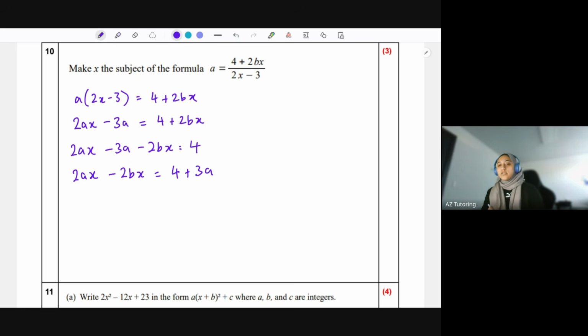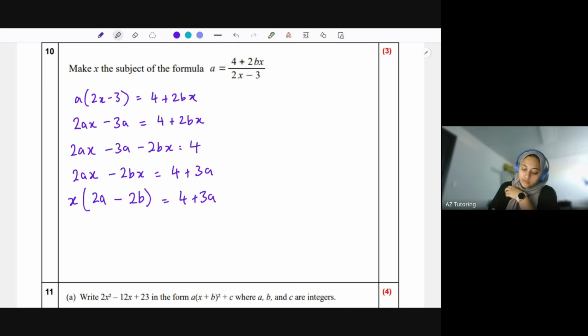Okay, so we've got everything with an x on one side and everything that's not got an x to the other side. I'm going to factorize out x now because I need x just in one place. So if I factorize out x, x times something gives me 2ax, that's just 2a, minus x times minus 2b gives us minus 2bx equals 4 plus 3a. Now to get rid of this, since it's x times that bracket, I'm going to divide the bracket to the other side. So x equals 4 plus 3a over 2a minus 2b. And there you go, we've made x the subject. It's just in one place and there's no x's here.